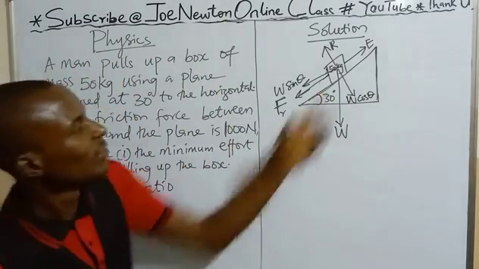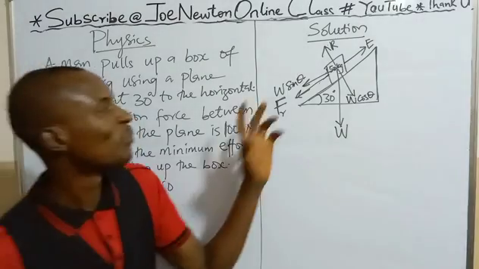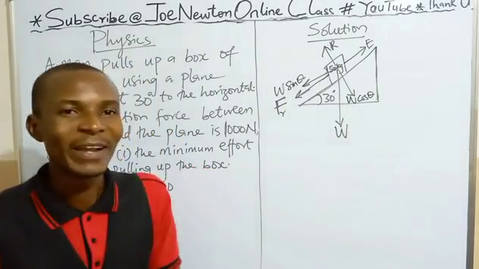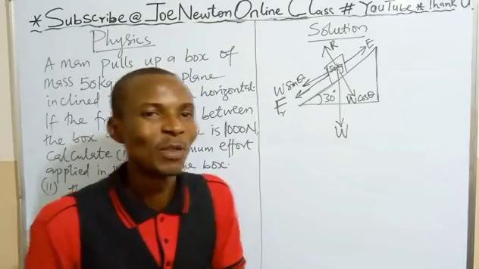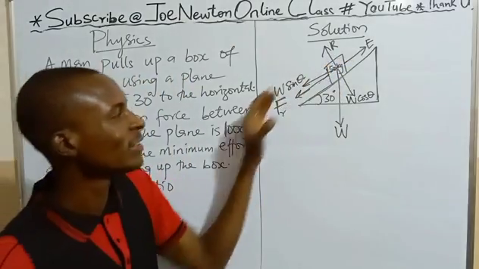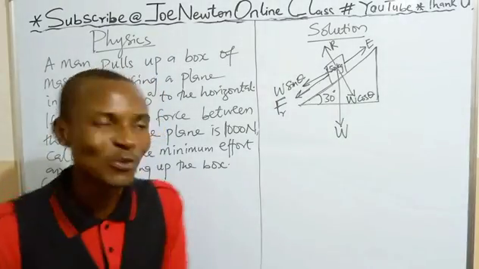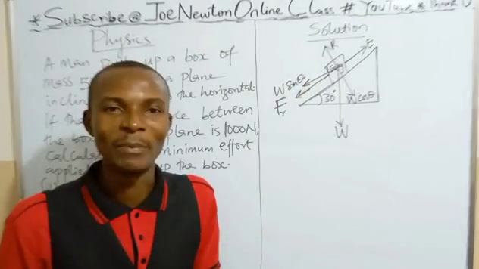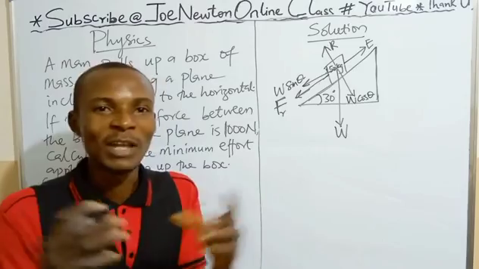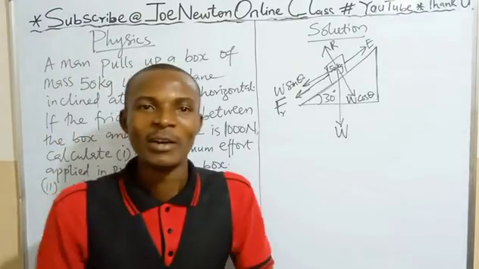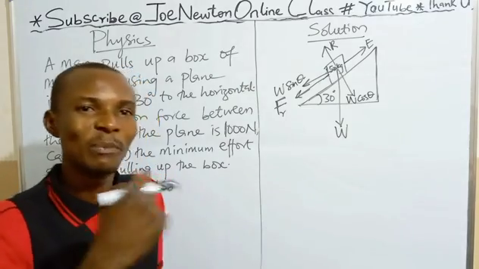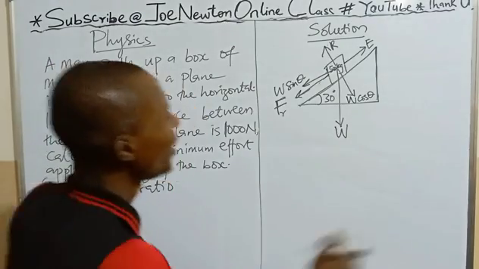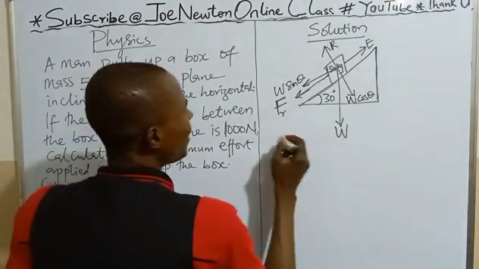Then this is the effort. So for the man to pull this body upward, he has to counter these two forces: the force due to the weight of the body acting downward along the plane, and the frictional force opposing the motion of the body along the plane. The sum of those will give us the minimum force required by the effort of the man to pull the body up.